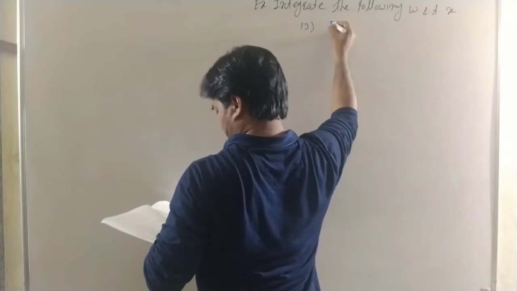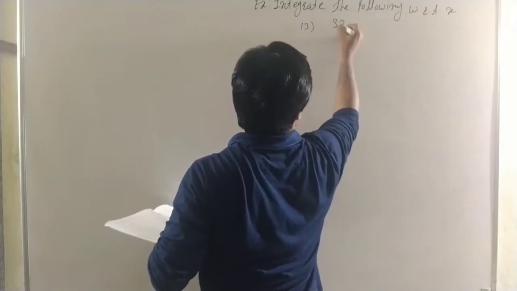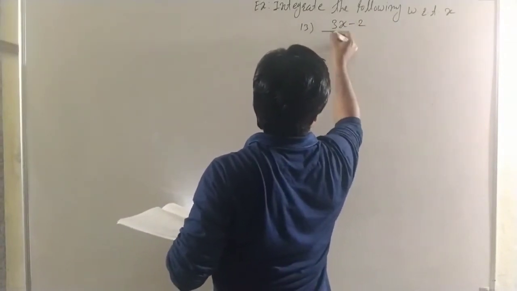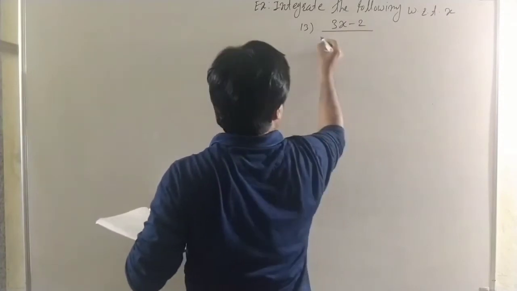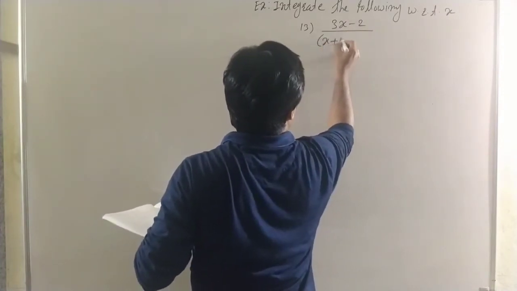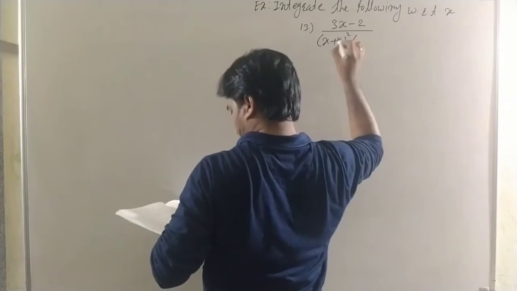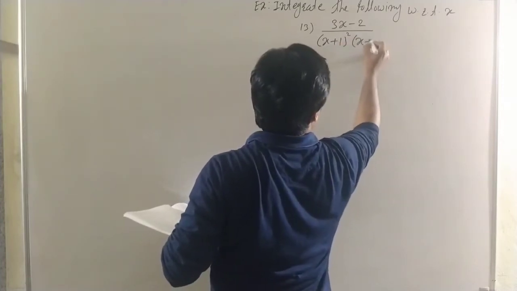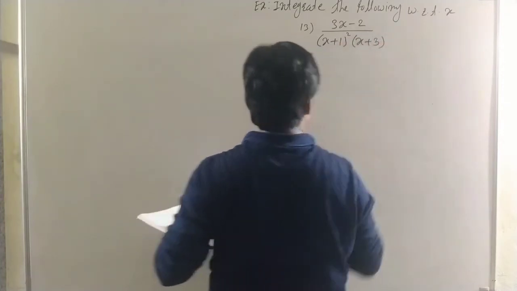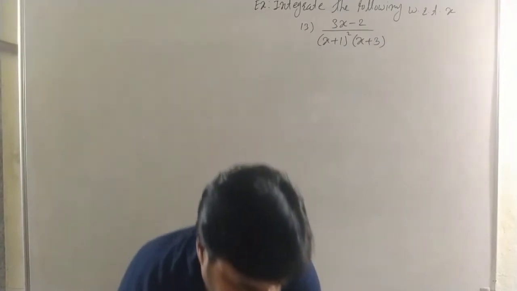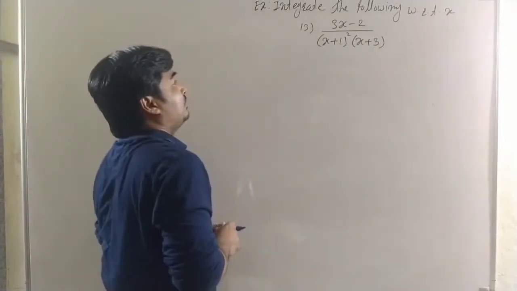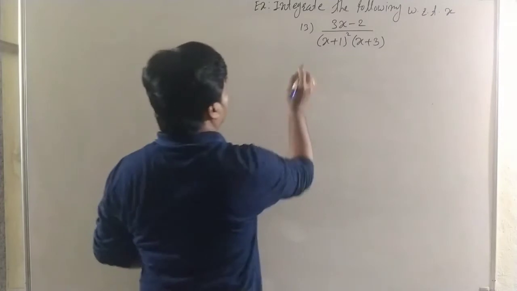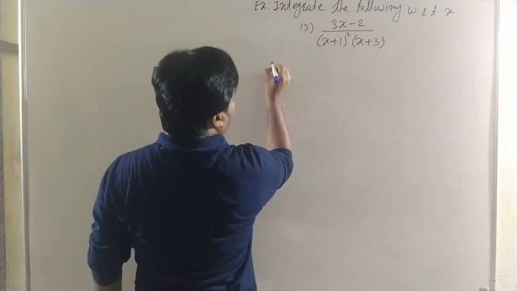Now example number 13: 3x minus 2 upon (x plus 1) whole square into (x plus 3). Now we can solve it by using partial fractions.